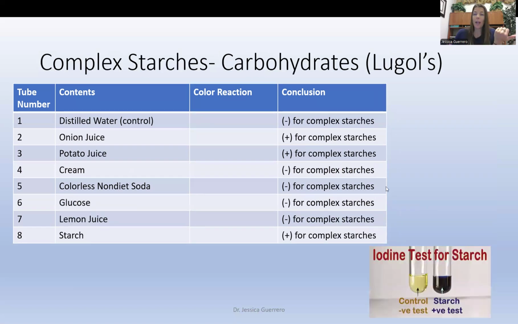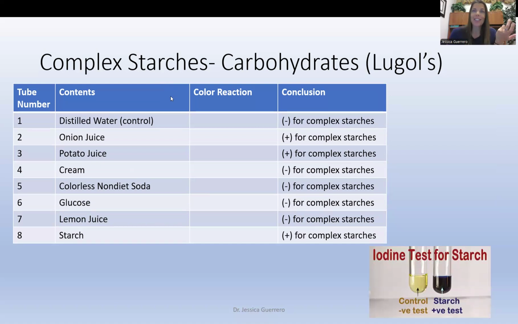The second part of 5 was we were testing for complex starches. Well, starches are carbohydrates. And the indicator that we used for this one was Lugol's iodine. So again, we took different foods and we put them in our test tubes, labeled our test tubes, and then added Lugol's iodine so that we could test to see if complex sugars were present.